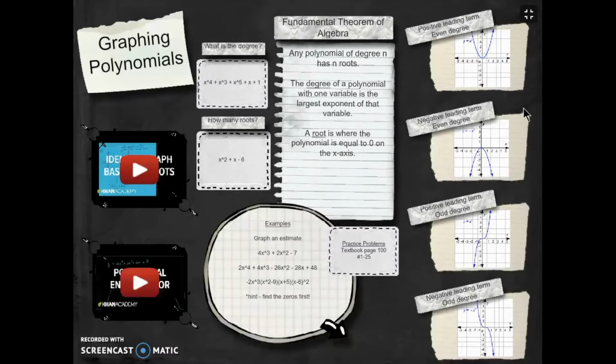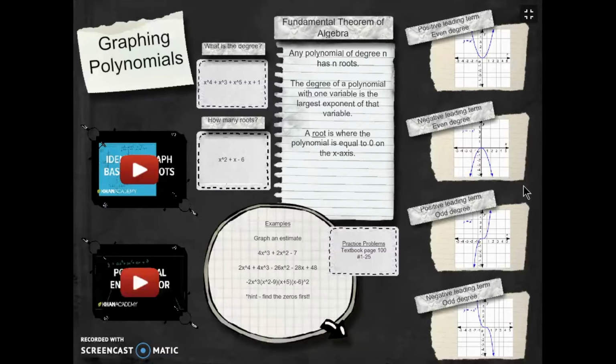So if you have a leading term that is negative and your largest degree is even, then your polynomial will look like this. The end behavior will be pointed downwards on both sides.